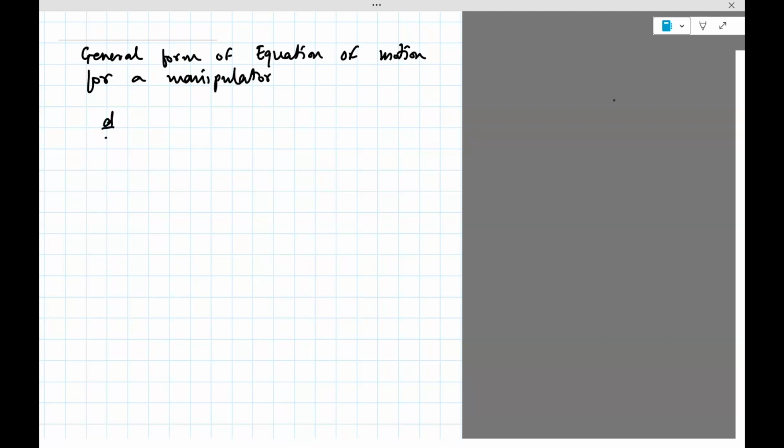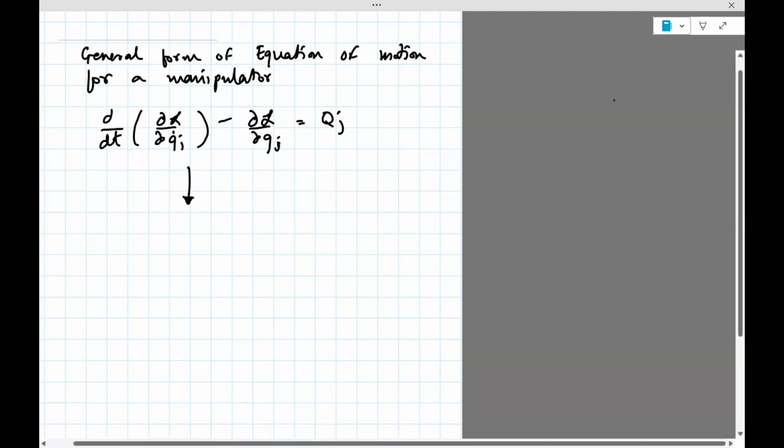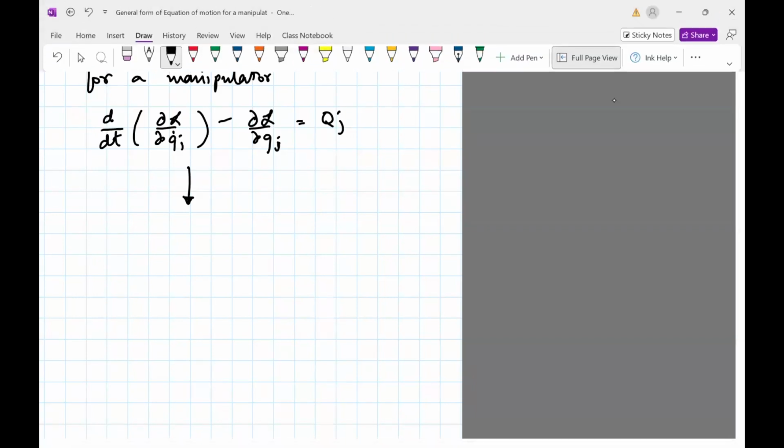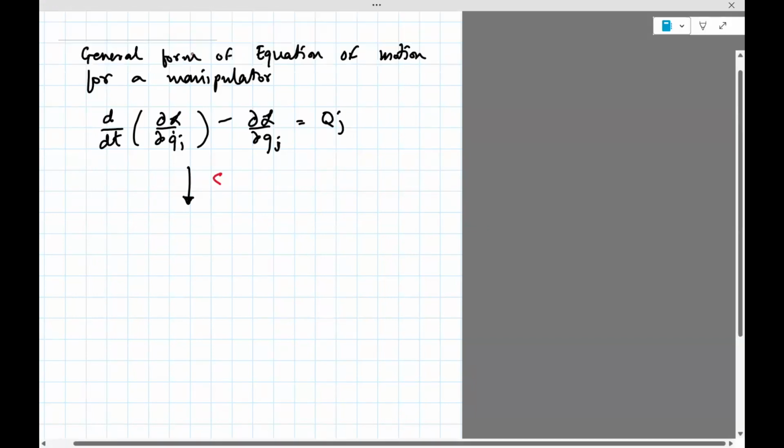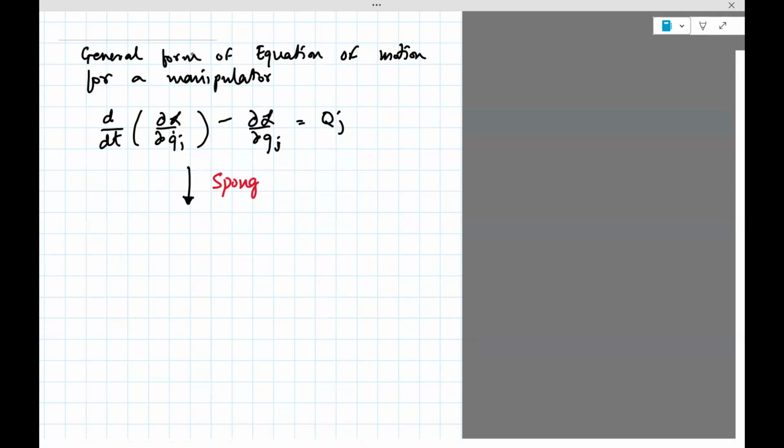manipulator. So d/dt of dL/dq dot minus dL/dq equals Qj. When you pull this, I'm going to write this down without deriving it, but if you want to see how this comes, you need to go to Spong. There's a book, I think it's in the reference, chapter 6, I think.